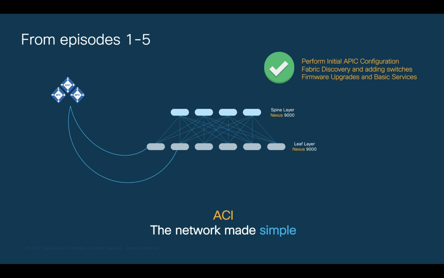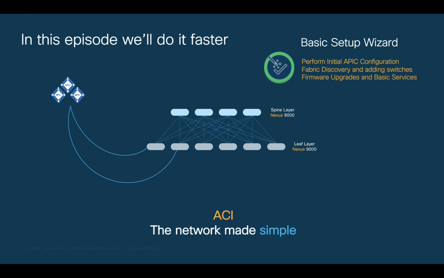In this episode, we will do all that but even faster by using the ACI First Time Setup Wizard, which is available in ACI versions 4.2.3 and later. By using this wizard, we will also automatically enable the configuration of ACI best practices in the fabric. Sounds good? Alright, let's start.